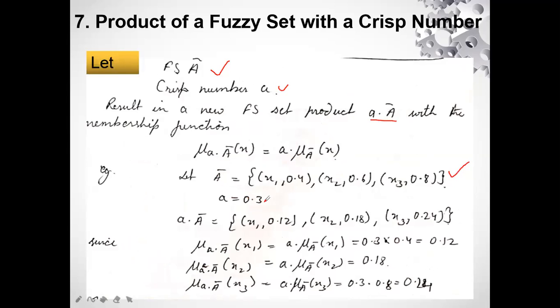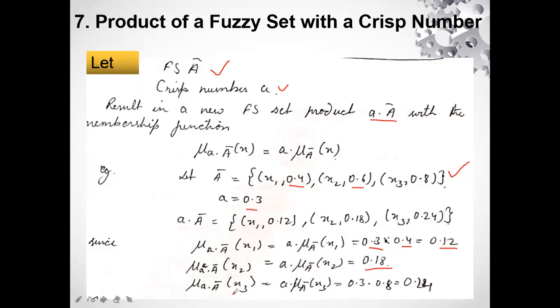So if we have this fuzzy set and a crisp number of 0.3, I'm going to calculate for all. For x1, it is 0.4 multiplied by 0.3. The answer is 0.12. Next, 0.6 multiplied by 0.3. So 0.6 is mu A bar of x2, multiplied by 0.3 as A. So the answer will be 0.18.